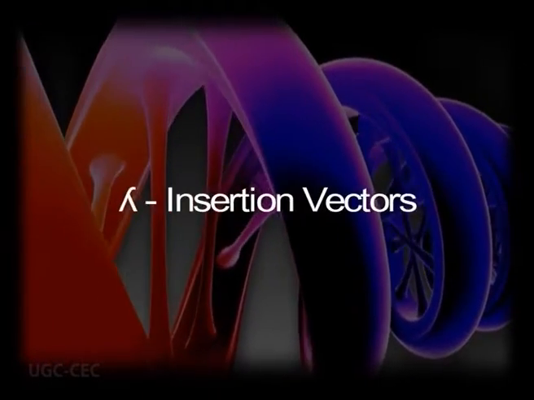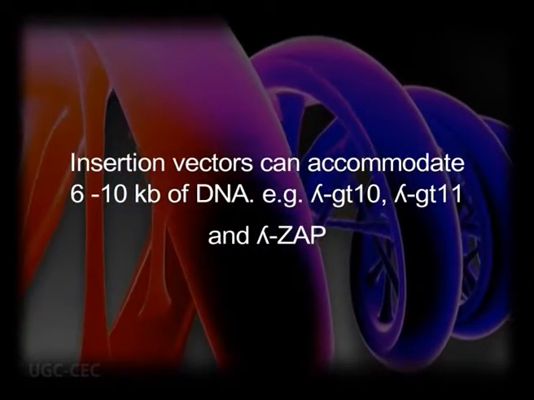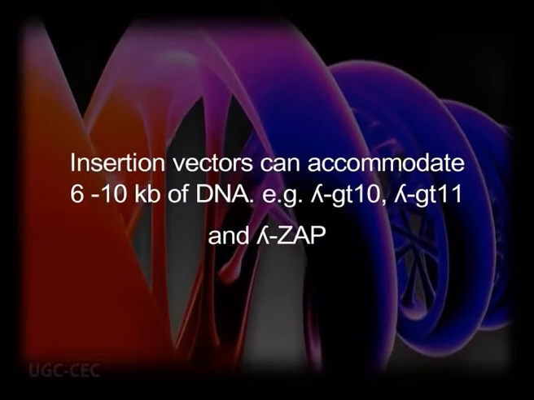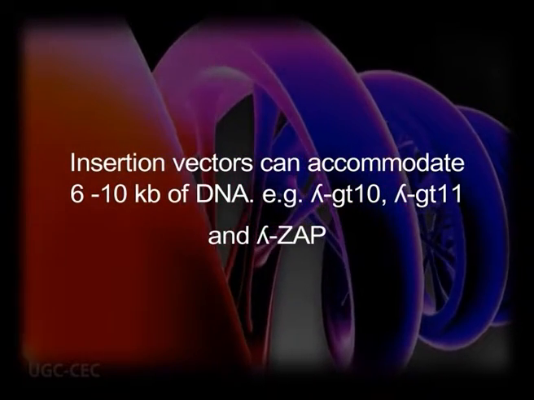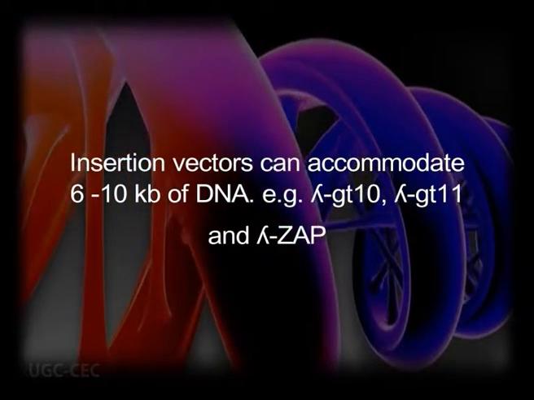Number one, lambda insertion vectors. A lambda insertion vector possesses at least one unique restriction site into which new DNA can be inserted. Insertion vectors can accommodate only 6 to 10 kilobase of DNA. Examples are lambda gt10, lambda gt11 and lambda ZAP.